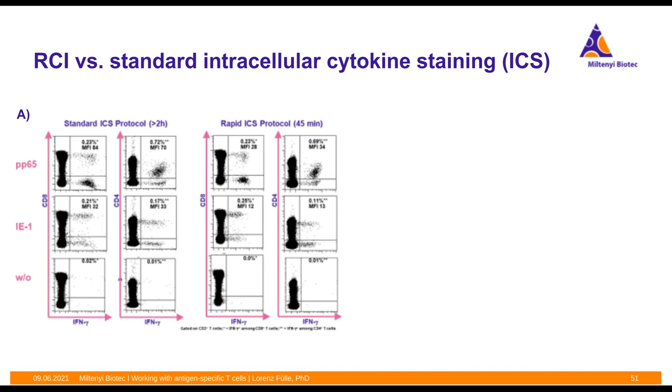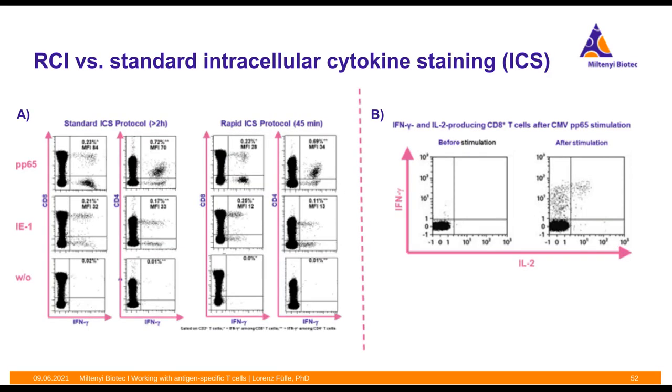So actually, in this example here, you can see how the rapid cytokine inspector compares to standard protocols for intracellular cytokine staining. So here, PBMCs were stimulated with the CMV peptivators PP65 and IE1 or left untreated as a control. And then the frequencies of CMV-specific CD4 and CD8 positive T cells were analyzed. And as you can see, the frequencies are completely comparable between the two approaches, with the striking difference that the rapid cytokine inspector protocol only takes about 45 minutes to complete.